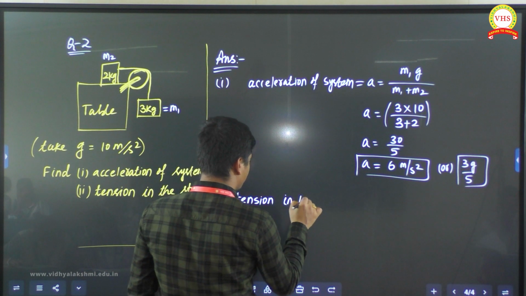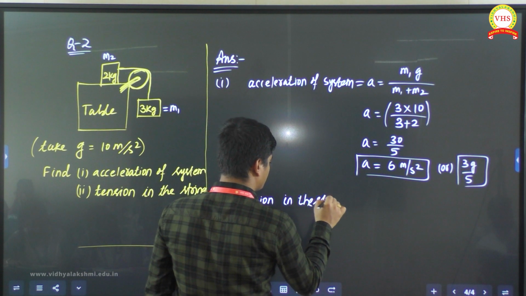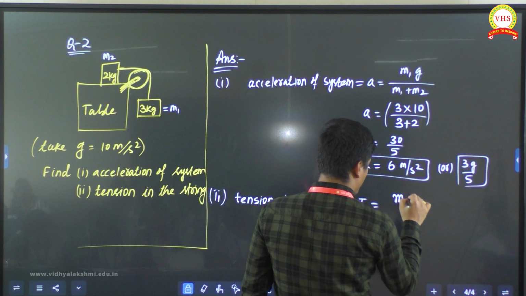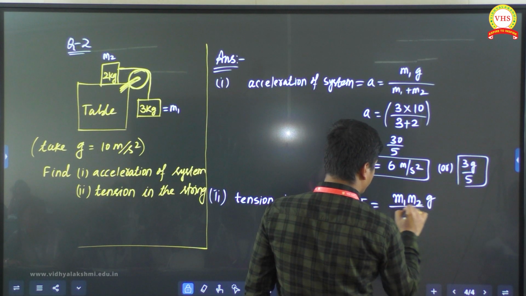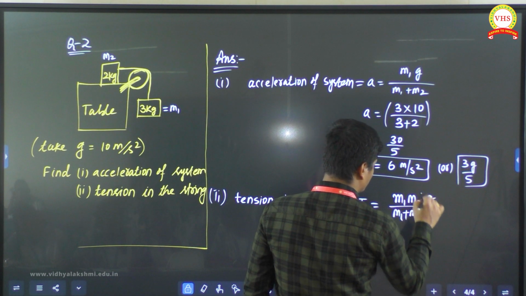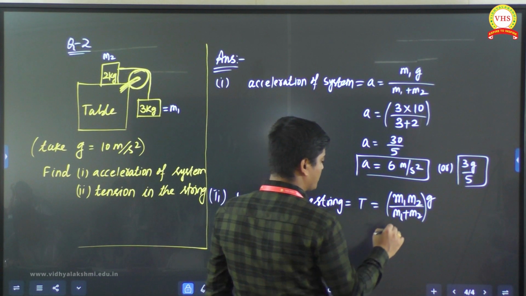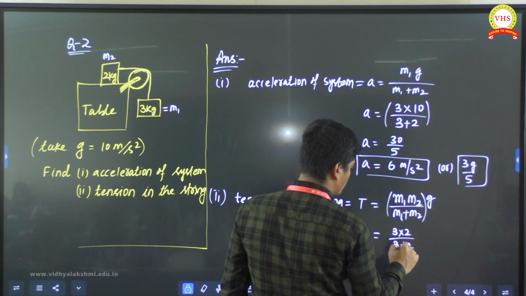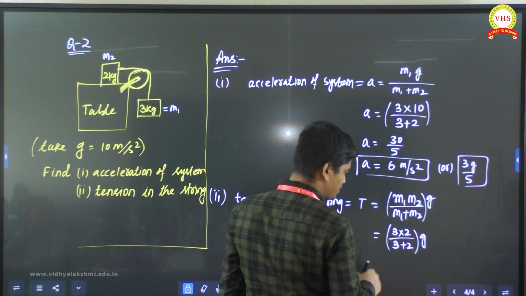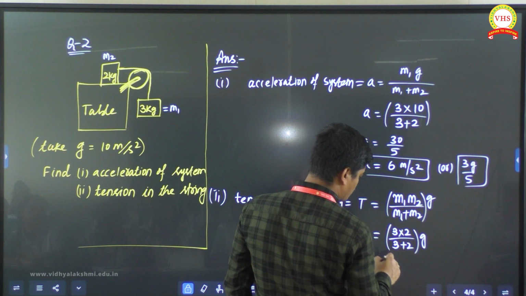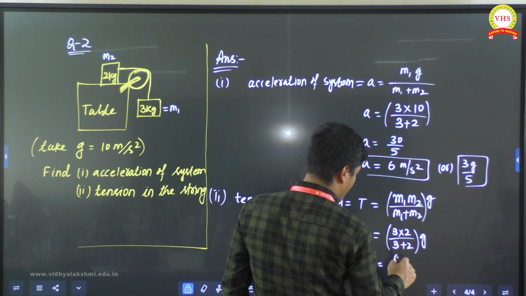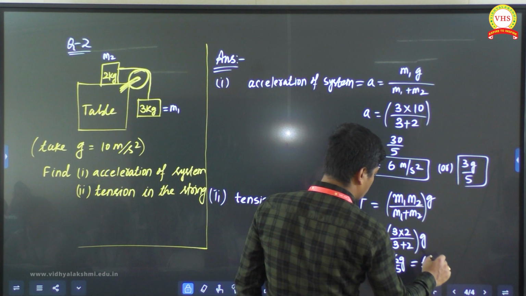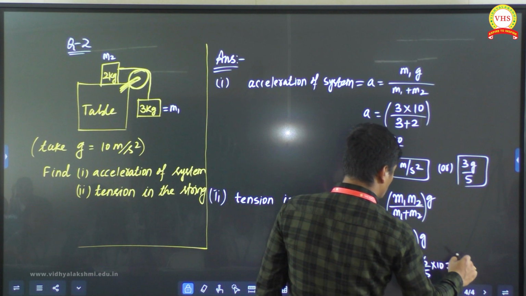Tension in the string. What is the tension in the string? T equals M1 M2 G divided by M1 plus M2. Now see here, M1 is 3, M2 is 2, divided by 3 plus 2 into G, right? G value 10 you can substitute. Now this is 6 by 5 G. Into 10, 6 by 5 into 10, which comes to 12.